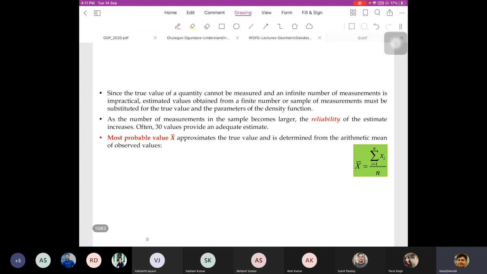Since the true value of a quantity cannot be measured, and an infinite number of measurements is impractical, an estimated value obtained from a finite number of samples of measurement must be substituted for the true value and the parameters of the density function. What are the parameters of the density function? Parul, tell me.